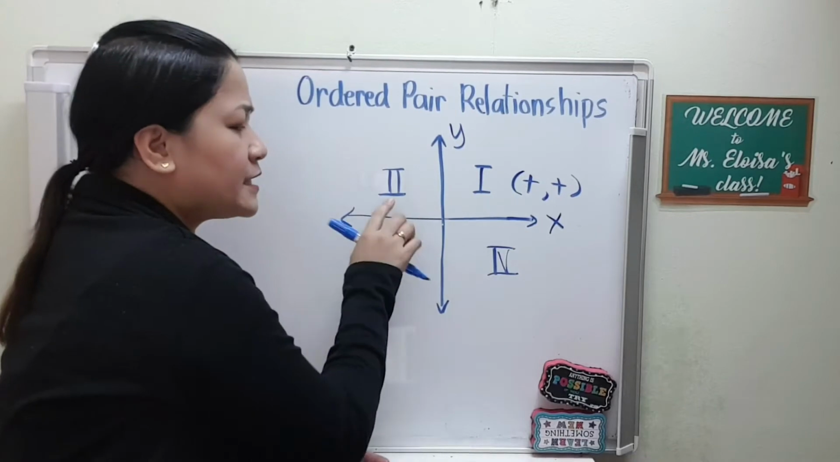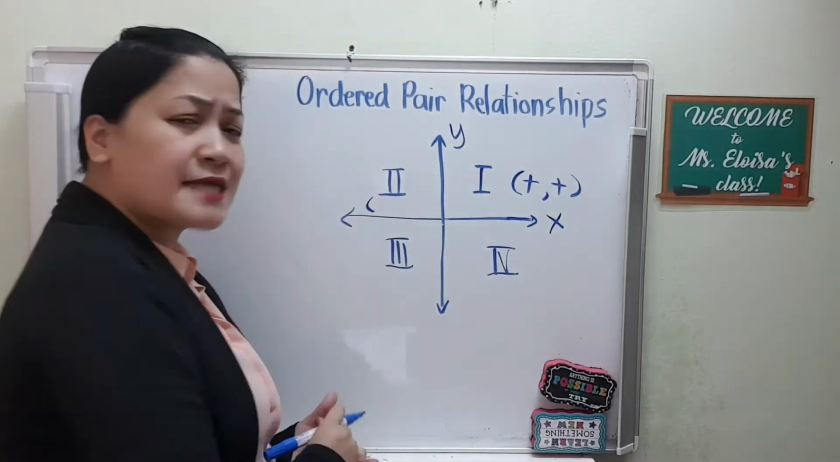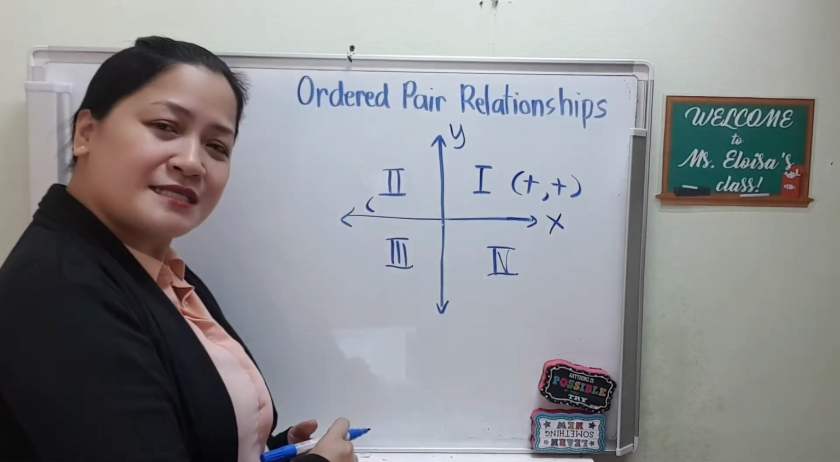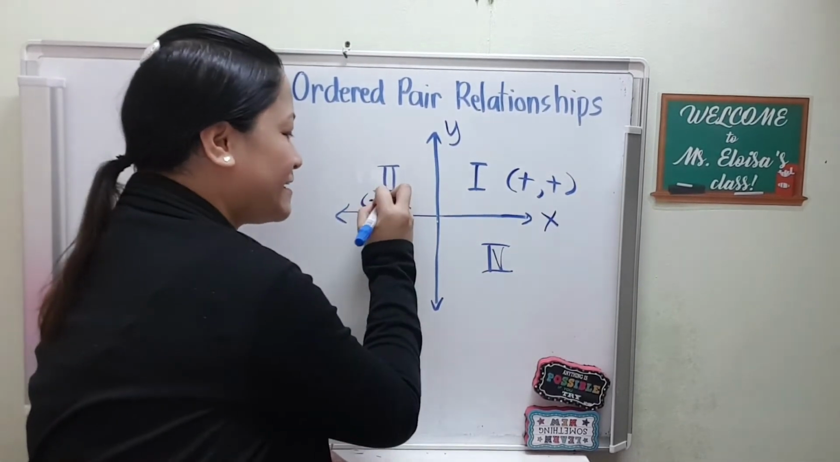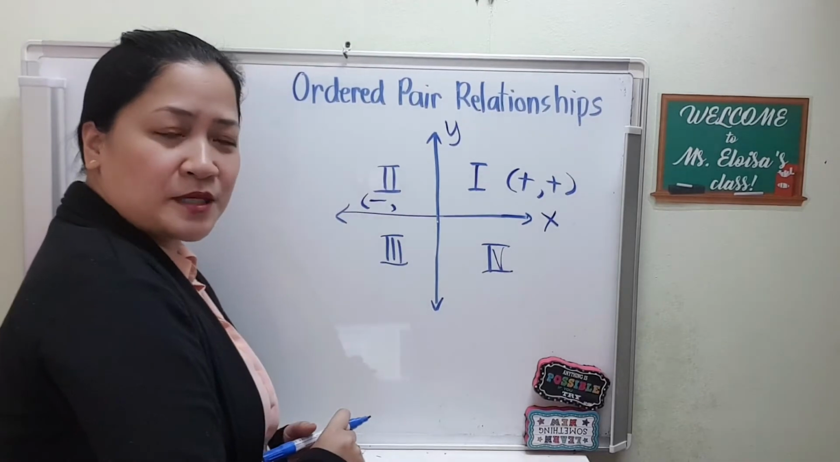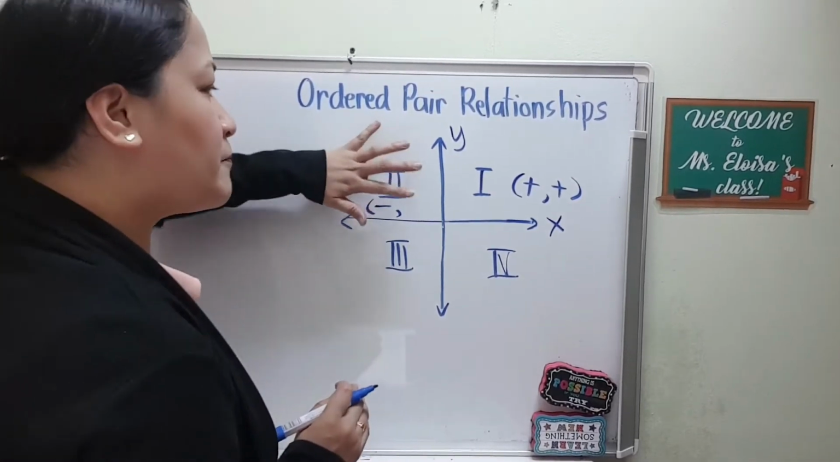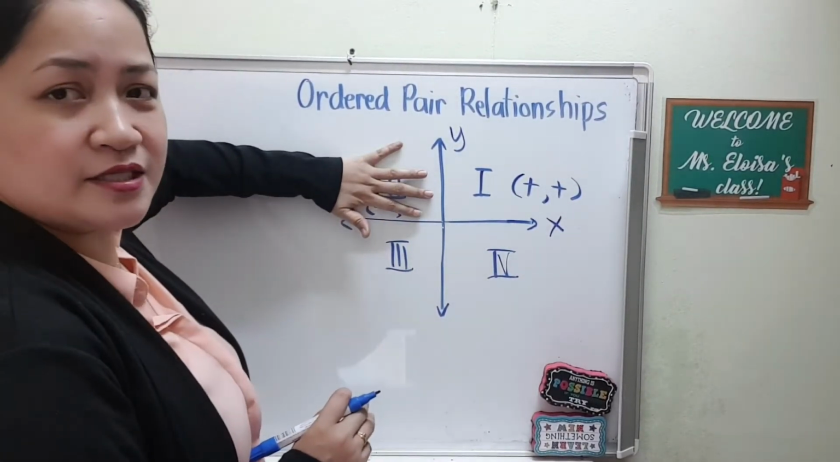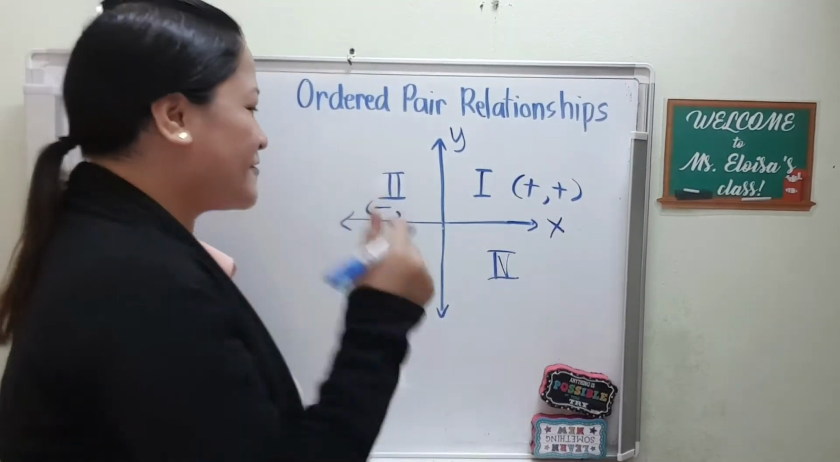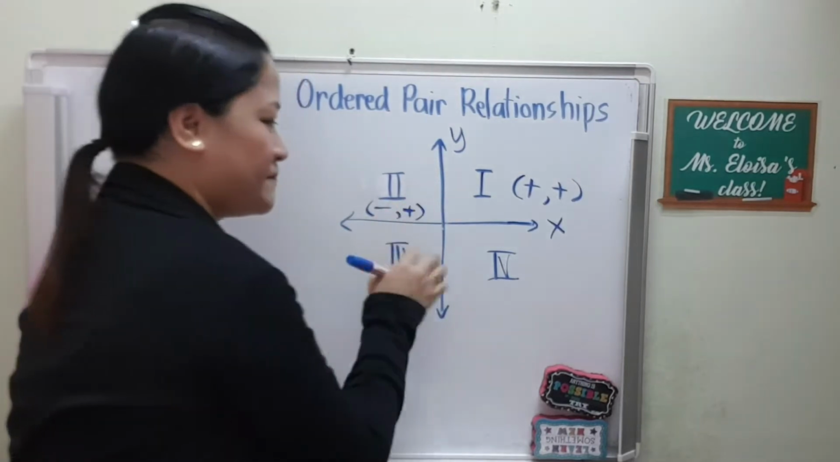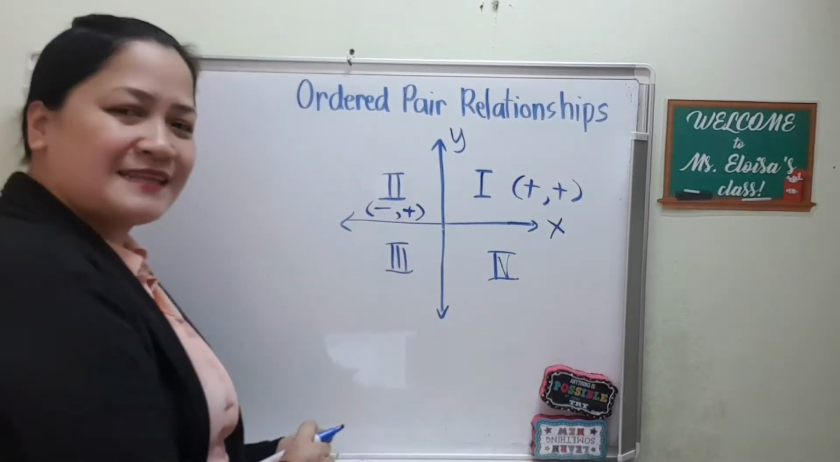Now, how about the second quadrant? How will you describe the sign of x? Is it positive or negative? That's correct. It's negative. How about y? Is it positive or negative? Remember, quadrant 2 is on this region. So, is it positive or negative? That's correct. It's positive.